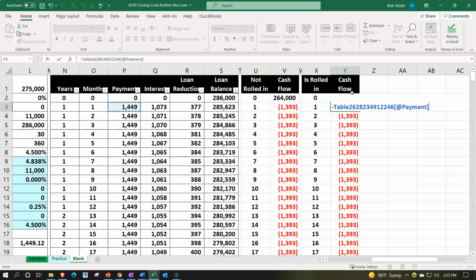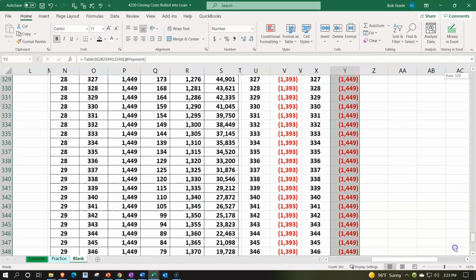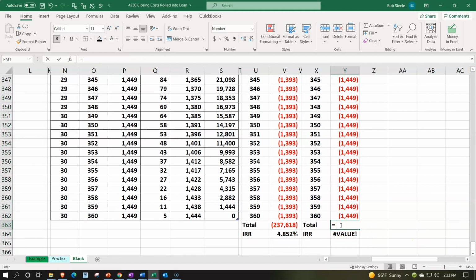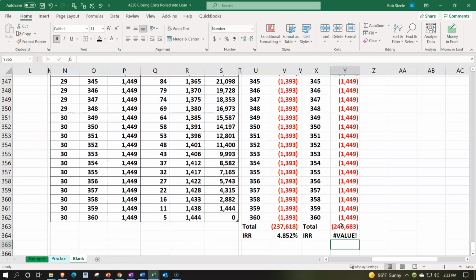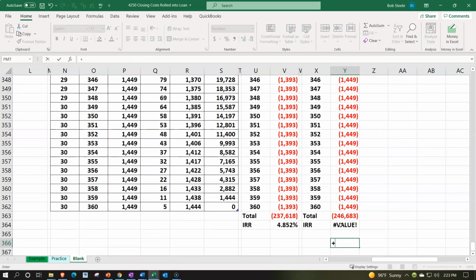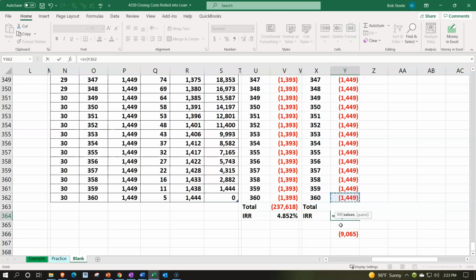Okay, so if we then were to take our payments, they are going to be equal to the $1,449, and let's copy those down and scroll all the way to the bottom and do our totals. This equals the sum of this entire thing. So there we have it. And so we could see the difference between these net flows that we had, 9,065, and this equals the IRR of this whole thing.